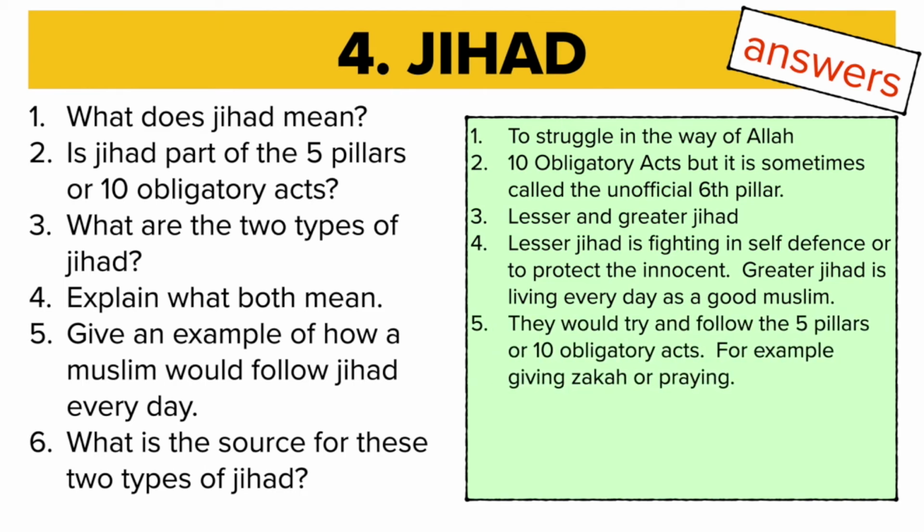Okay, number 5, give an example of how a Muslim would follow jihad every day. Well, this is where you want to talk about the 5 pillars, 10 obligatory acts, and then give an example. So you could say zakah, or you could say salah, praying 5 times a day if you're Sunni, or 3 times if you're Shia.